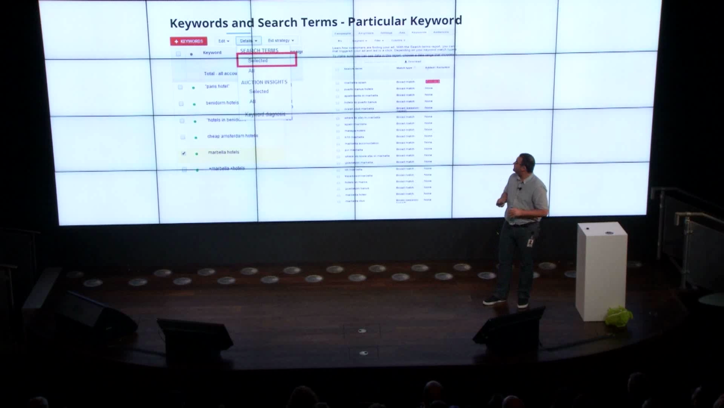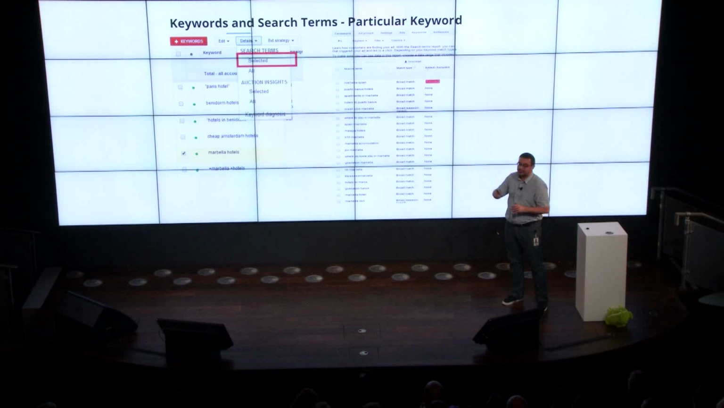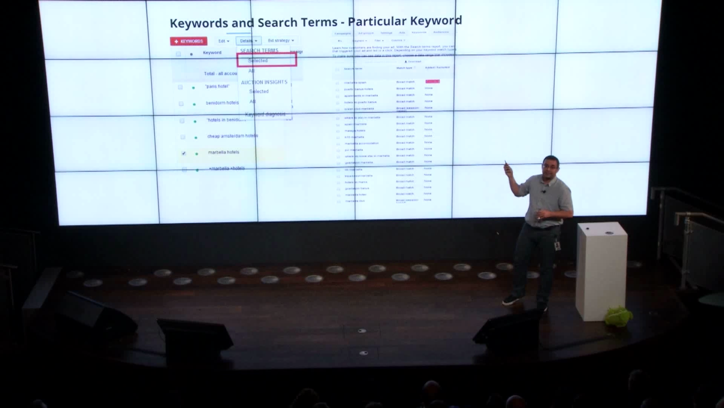I'm not sure if you can see it, but this is sorted according to impression numbers. So the highest impression in the past 30 days is Marbella, Spain. It is not 100% related to Marbella hotels. It's a bit too generic. And because it did not bring many conversions, the advertiser chose to exclude it or add it as a negative.